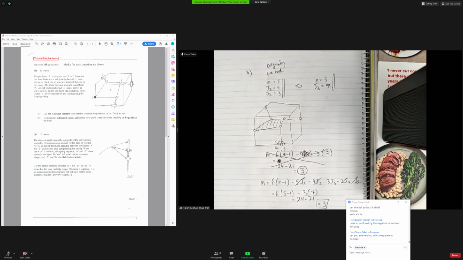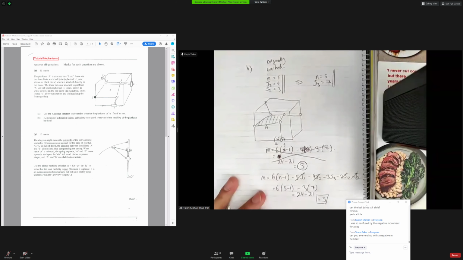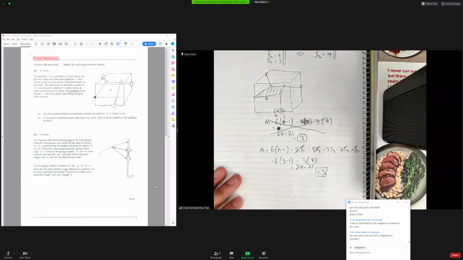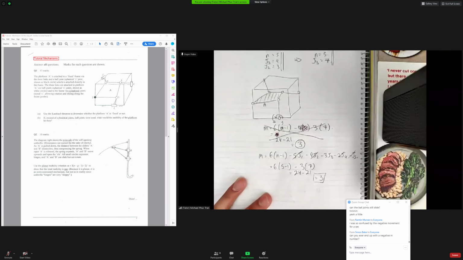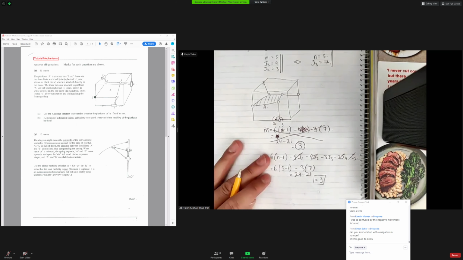So if the question is asking, can platform A move? You can, but that just means that your mechanism is loaded already. So that means that it wants to move, but it can't. So that implies internal stresses in your parts. So you don't want a negative M.